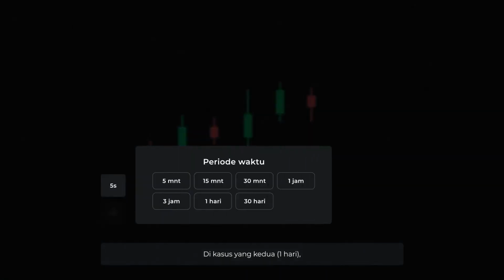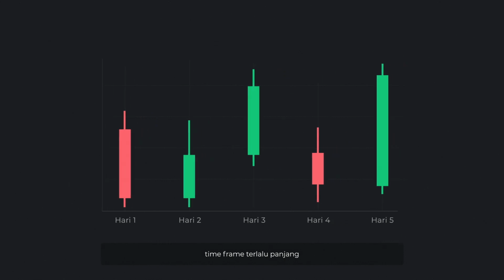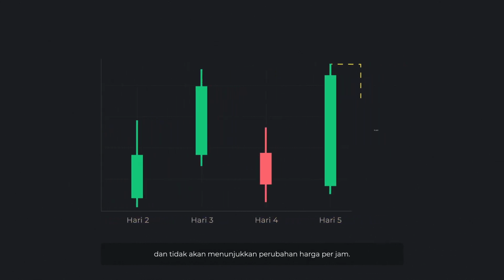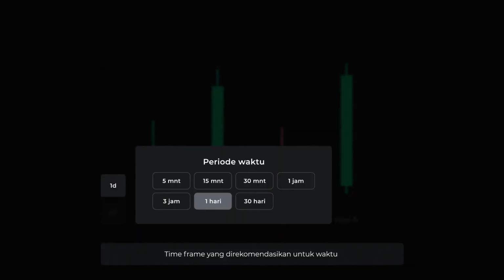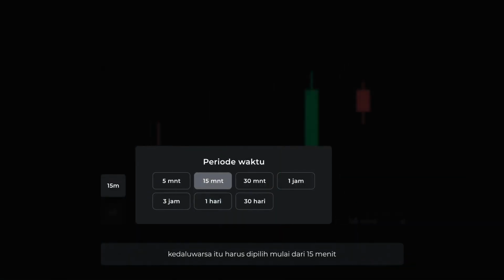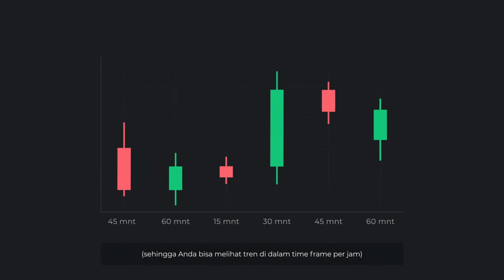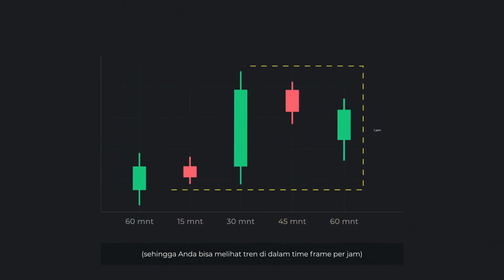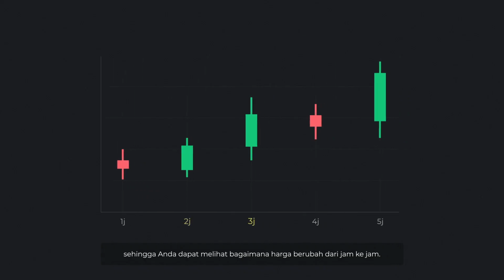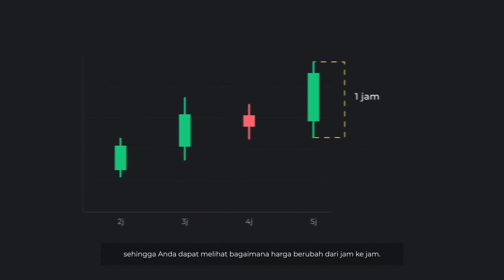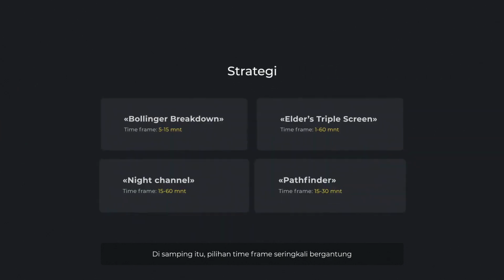In the latter, 1 day, the time frame will be too long and will not be showing the hourly price changes. The time frames recommended for such an expiration time should be chosen from 15 minutes, so you can see the trend inside the hourly time frame, to up to 1 hour, so you can see how the price changed from hour to hour. Besides, the choice of time frame often depends on the indicators and strategies that you are using.